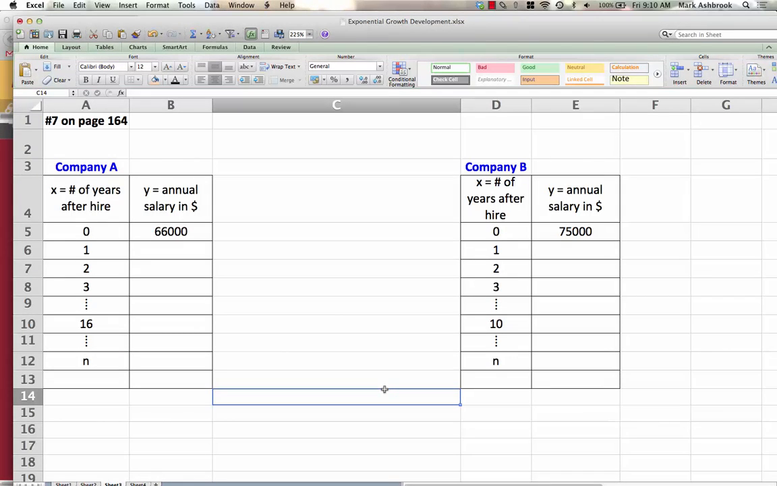Okay, so what was the scheme for Company A? How did the salary increase? By 5%. So we could start by finding 5% of 66,000 to figure out how much the raise would be. How do you find 5% of 66,000?